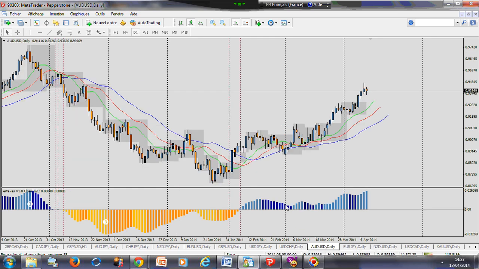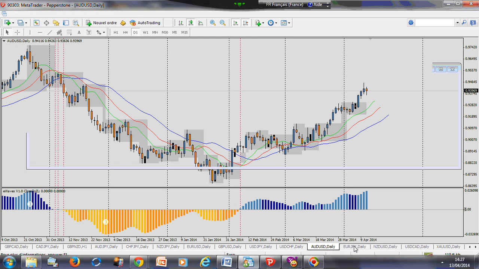OC, Australian dollar, US dollar. We are in a wave 3 clearly. It's not time. You can see the AO is very far away from the zero line, so there's nothing to do except to be patient. There is no setup. There won't be any setup next week.